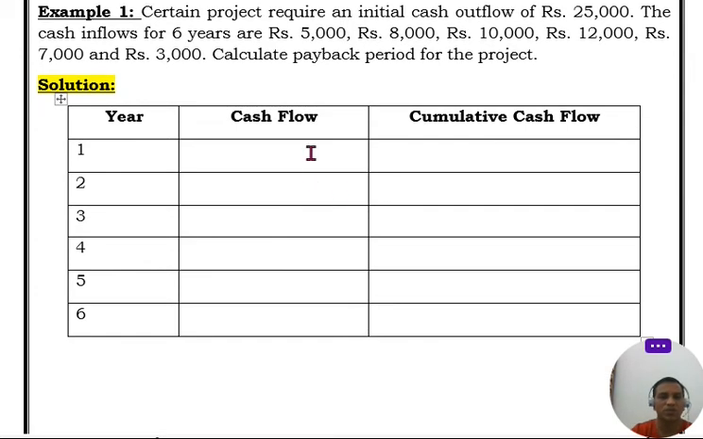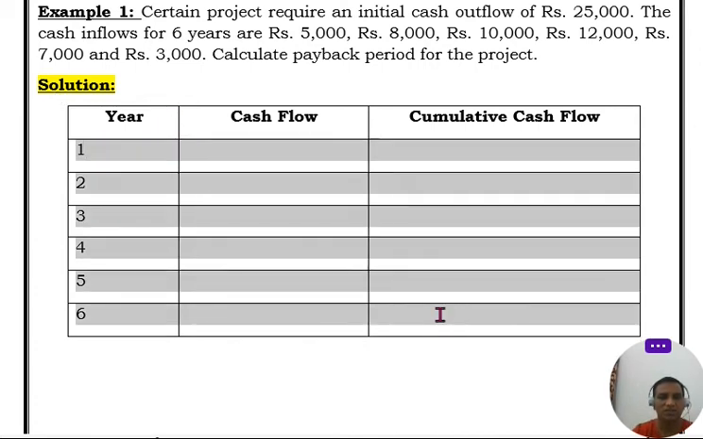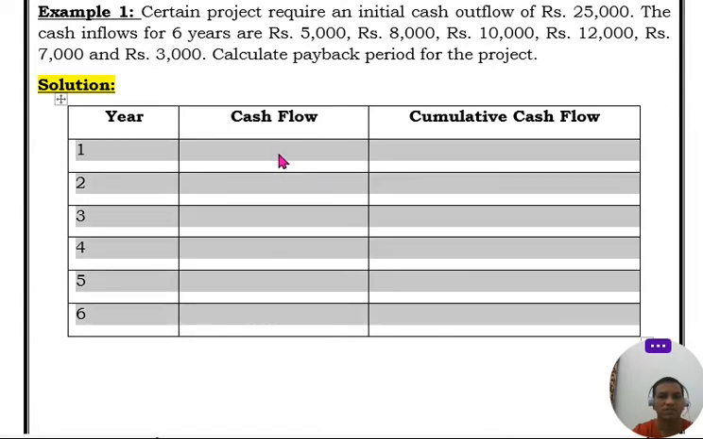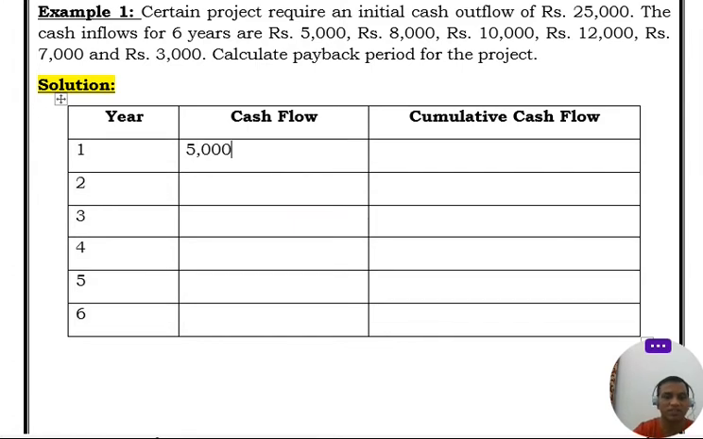So this is the table we have to prepare as a part of working notes. 6 years, so 6 columns, right? 6 values are there. And then next, the 6 years' cash flows are given. How much is it? 5,000. And next, 8,000. And then 10,000. Fourth year 12,000. And 7,000. And then 3,000.